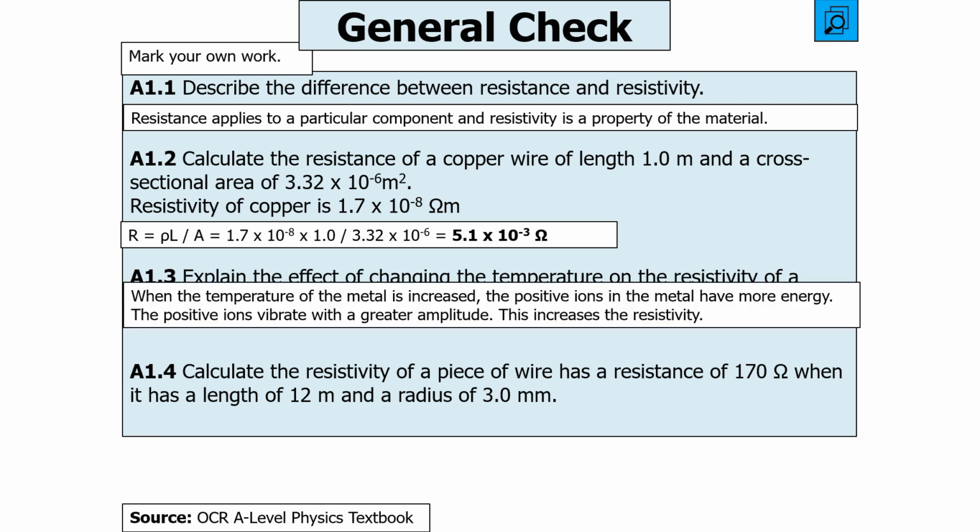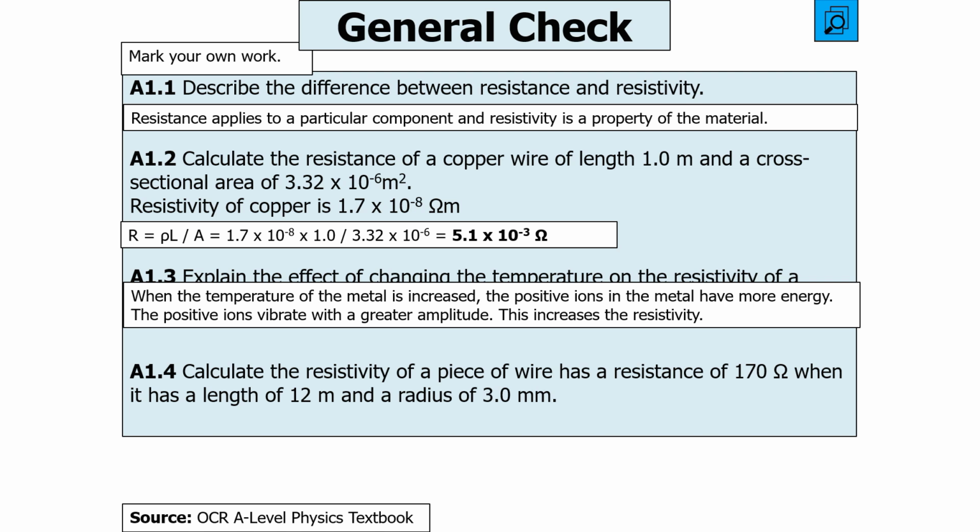Now when the temperature of a metal is increased, it's a conductor, the positive ions in the metal have more energy. So the positive ions will vibrate with a greater amplitude. You'll get a greater frequency of charge carrier and ion collisions, so therefore the resistivity has increased. Now this next question is going to be a bit harder.